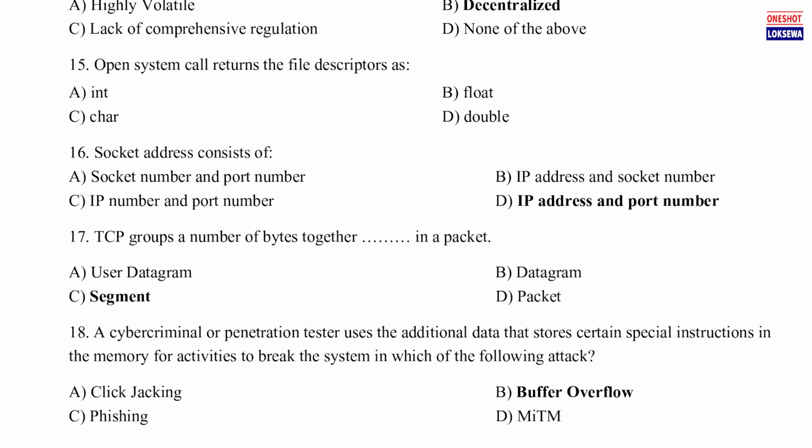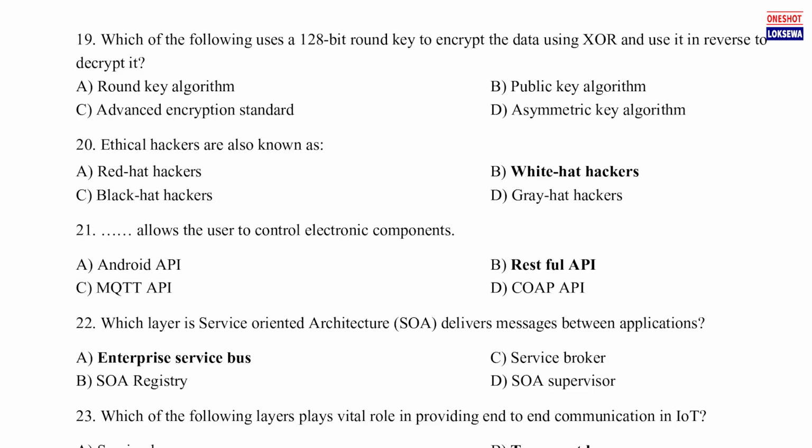18. A cybercriminal or penetration tester uses additional data that stores certain special instructions in memory to break the system in which of the following attacks? A. Clickjacking. B. Buffer overflow. C. Phishing. D. MITM. 19. Which of the following uses a 128-bit round key to encrypt the data using XOR and uses it in reverse to decrypt it? A. Round key algorithm. B. Public key algorithm. C. Advanced Encryption Standard. D. Asymmetric key algorithm.